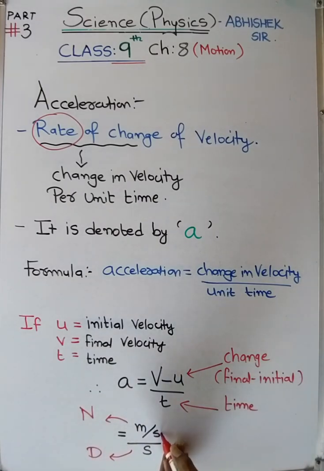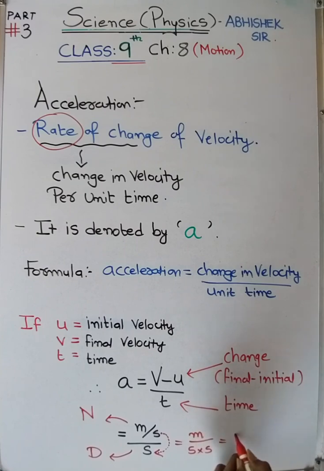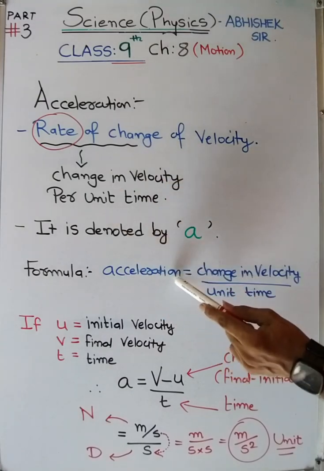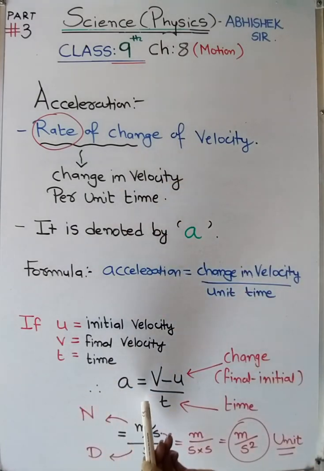Now this second is in the denominator, meter per second, so this second will go with this second. So ultimately it will become meter upon second into second, that means meter per second square. Clear? So this is the unit of acceleration. Clear? So we have seen the definition, word formula, assumption, symbolic formula and the unit.